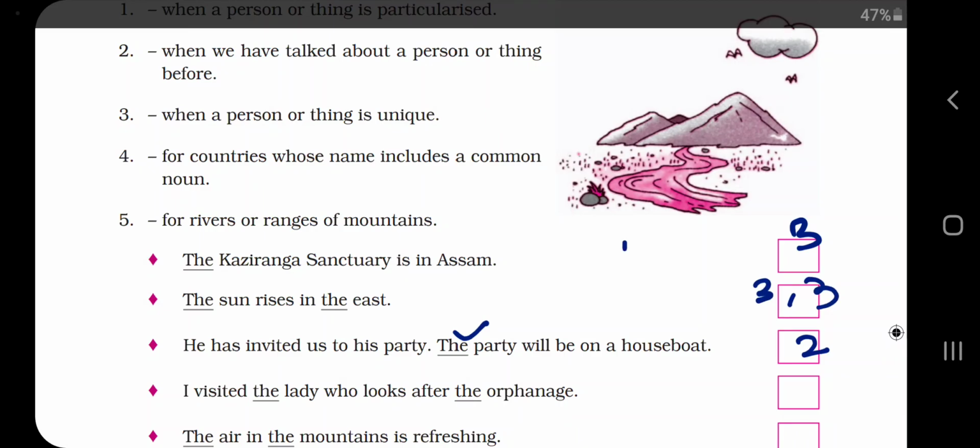I visited the lady who looks after the orphanage. This is I visited the lady, a particular lady, and again it is unique. So point number 3 has to be written here. The air in the mountain is refreshing. 1 and 5. Please check it is there.